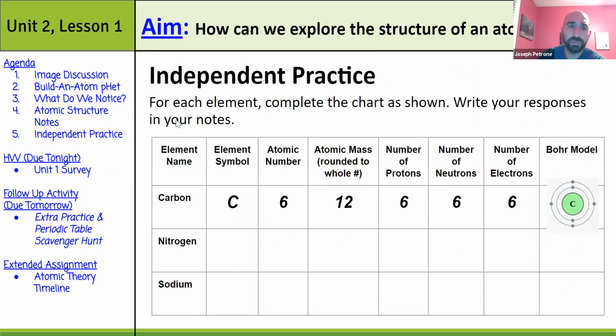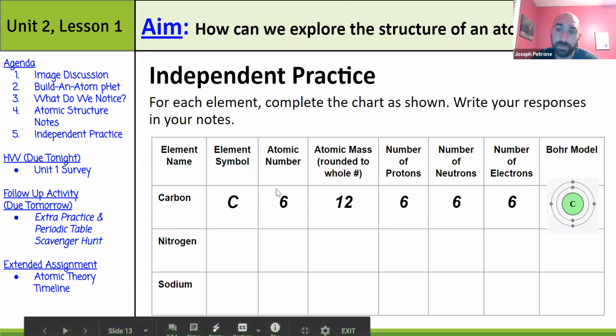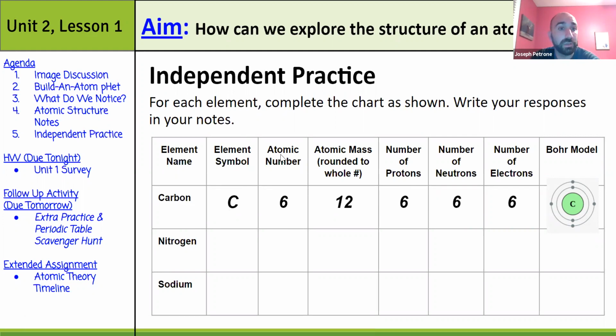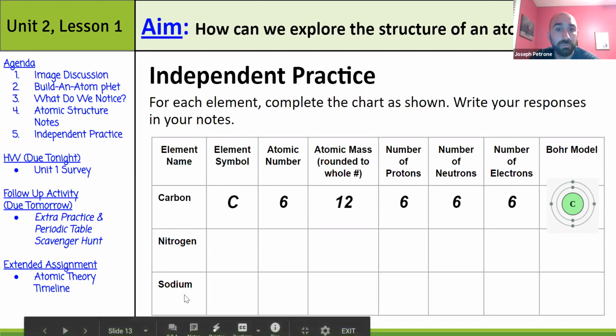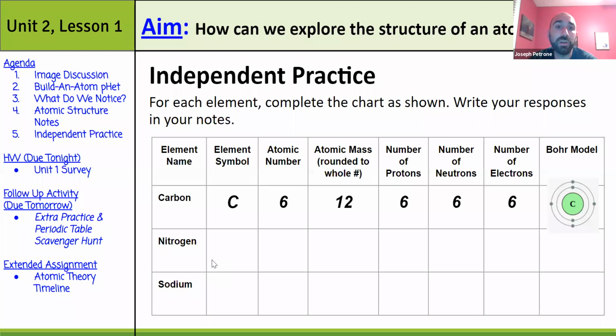For the rest of the period, I want you to complete in your notes this chart like so. You have 3 elements here. The first one is done for you. You have your element name, the symbol, the atomic number, the atomic mass rounded to the nearest whole number, protons, neutrons, and electrons, and then the Bohr model, which is the model with the rings that we just went through. Do the same for nitrogen and sodium, just to get some extra practice with recognizing the symbols and the numbers of protons, neutrons, and electrons.